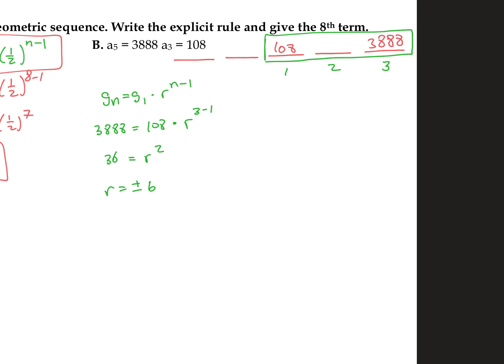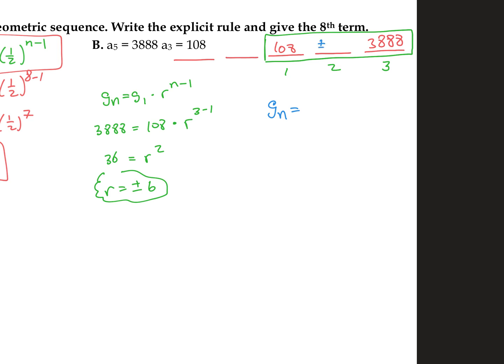Okay? So that helps me out writing my formula. So G sub n equals, well, maybe I can't because I don't have my G sub 1. I need to find that. So I can take that 108, if you fill in the gaps, and go backwards, times 6.